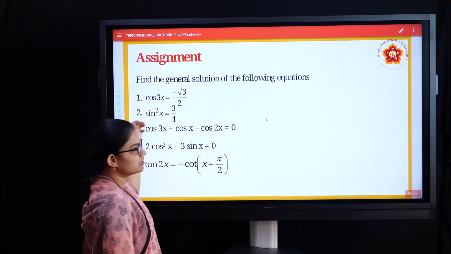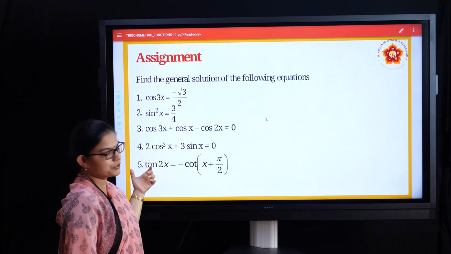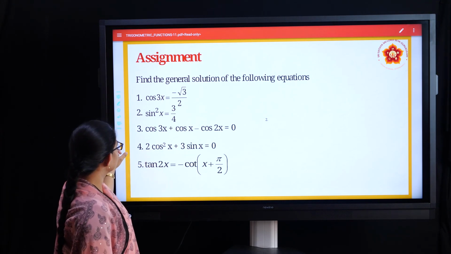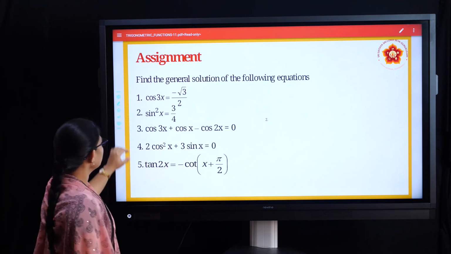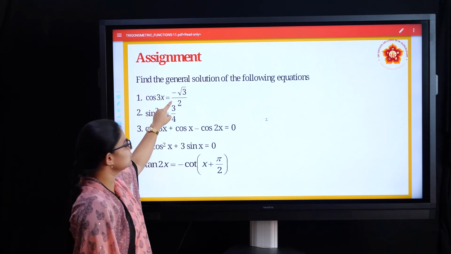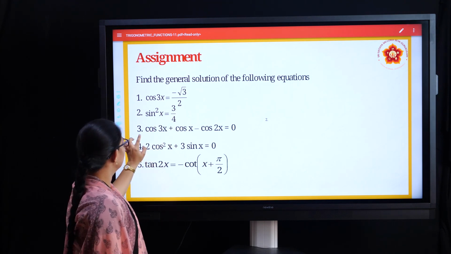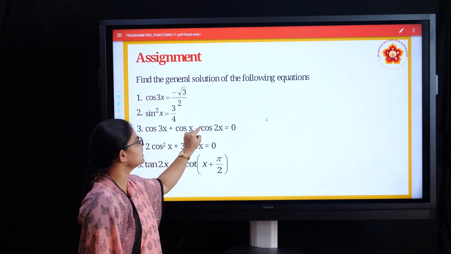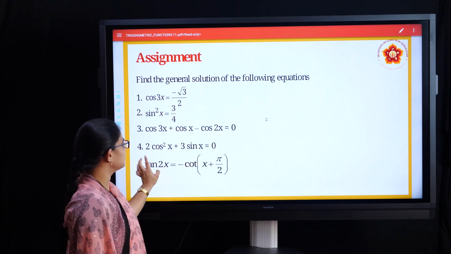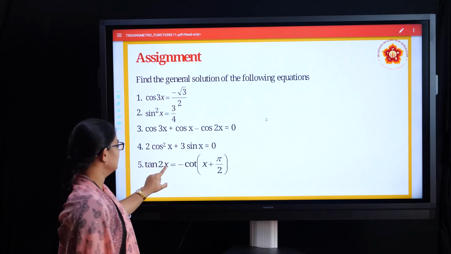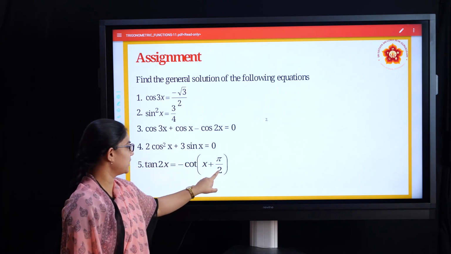Now we have come to the end of this particular session, where we have assignment questions for you. The first question: find the general solution of the following equations. Cos x is equal to minus root 3 by 2, sin square x is equal to 3 by 4, cos 3x plus cos x minus cos 2x is equal to 0. Next, 2 cos square x plus 3 sin x is equal to 0. Tan 2x is equal to minus cot x plus pi by 2.